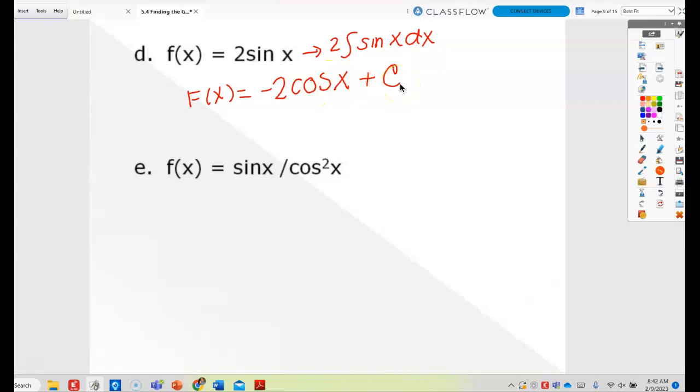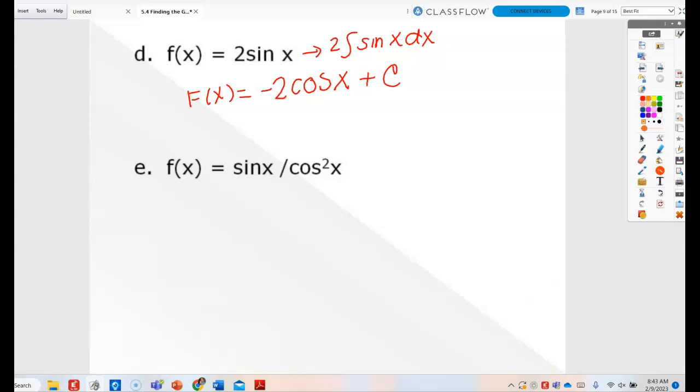plus c. Since c represents an arbitrary number, even though we brought that 2 out in front of our problem, the 2 does not multiply by that c. We never associate any numbers with c. C is always just c. So you don't make it like 2c, you don't make it 1/2 c. C is c.